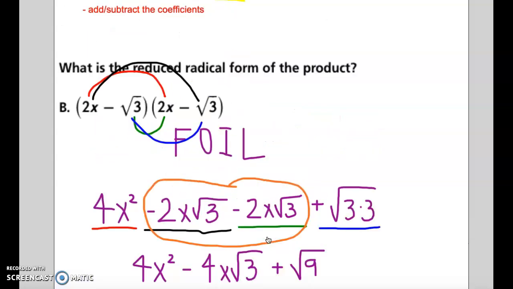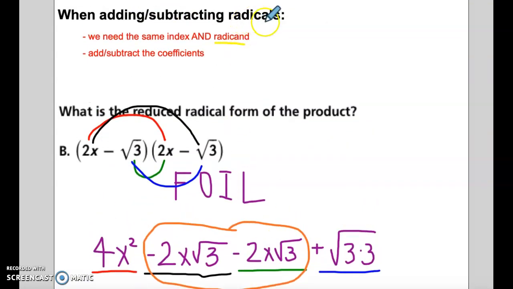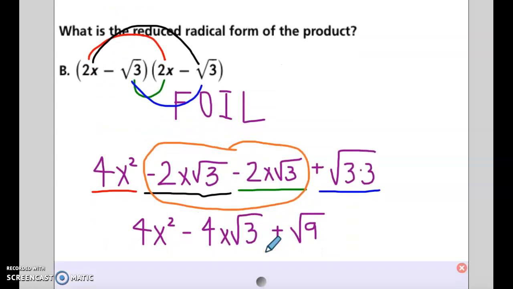Those are the same, and that's what comes into play here. How do I add and subtract radicals? They need to have the same index and radicand. These are both square root 3. They both have the same amount of x's, so we can combine them.